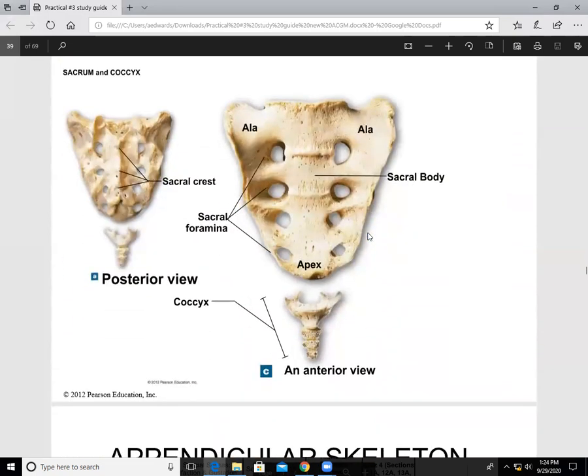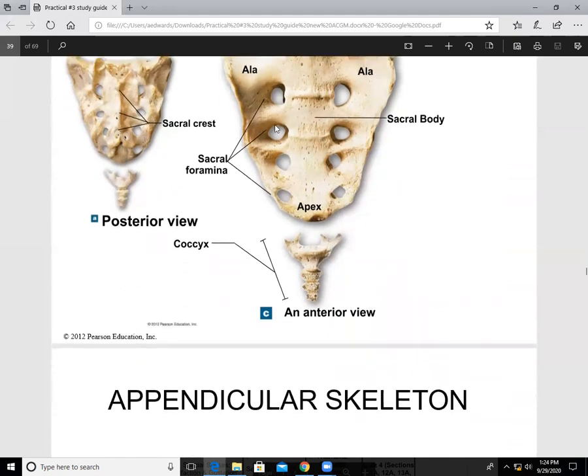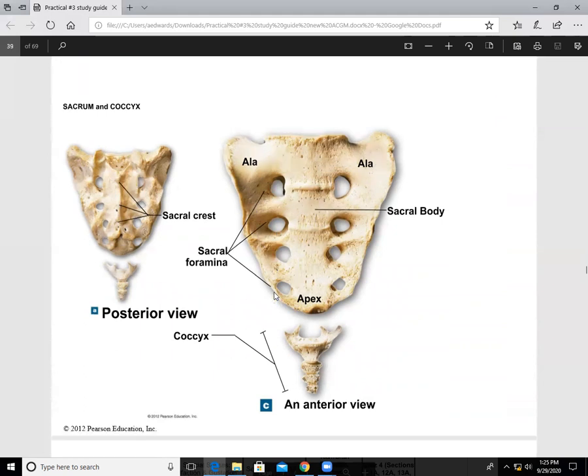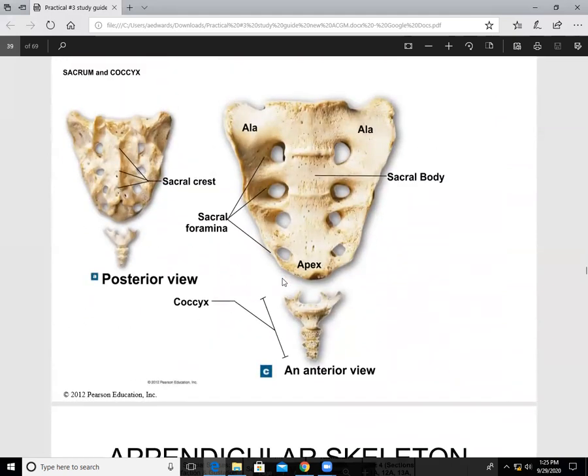Okay, we'll finish up here with the sacrum and the coccyx. The big thing you need to know on the sacrum: the upper portion, these corners, we call them ala. Down here, or its point, we call that the apex. The middle, we just call the body. On the posterior view, where it kind of points up in the back, we call that the sacral crest. Holes, again, sacral foramina. And then there's your coccyx, okay?